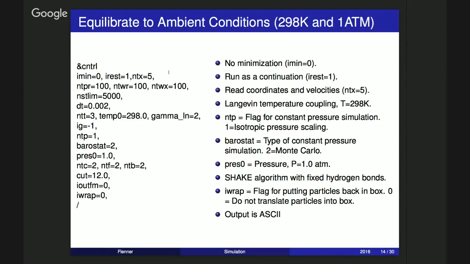So, for this, we're going to be interested in what's typically called ambient conditions: room temperature, 290 K, 1 atmospheric pressure. You change these relative to what questions you're asking. But so this is a typical equilibration script.